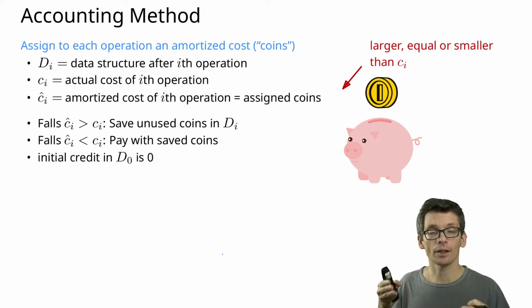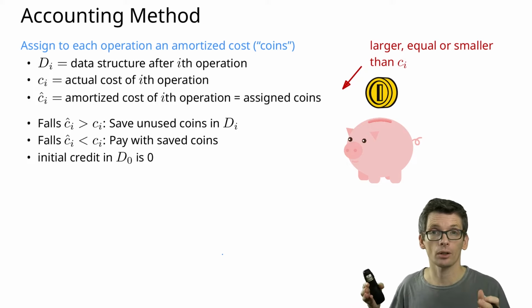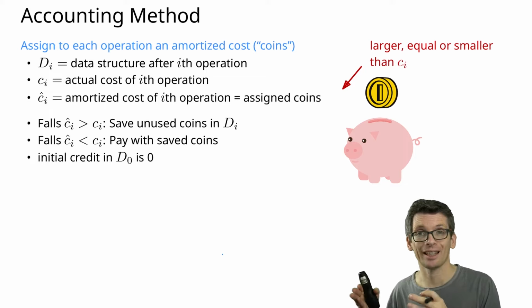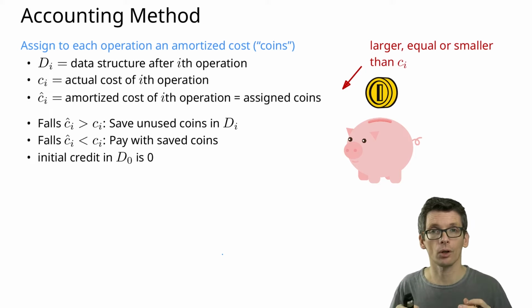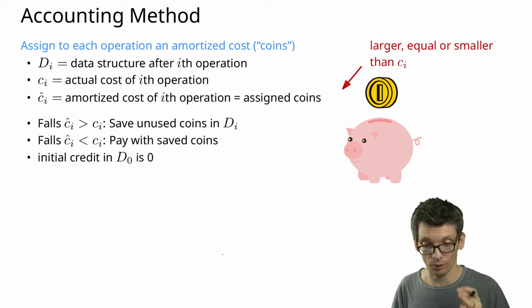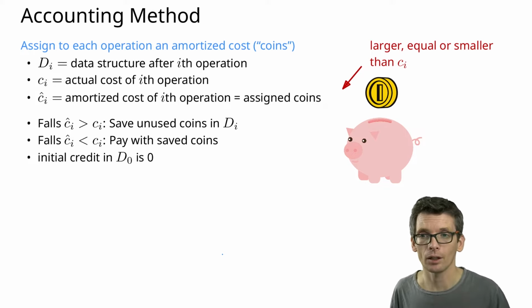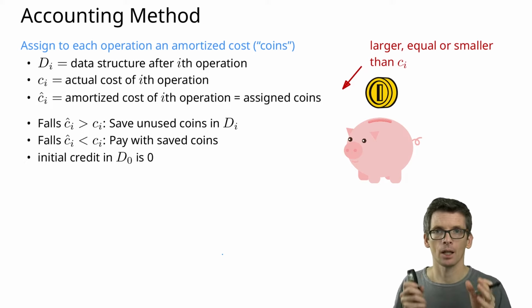And then if at some point we have amortized costs that are smaller than the actual cost, then the amortized cost cannot cover the actual cost. At that point we should make sure that we have saved enough to actually pay for the difference. And the initial credit that we start off with is 0. So D0, the data structure at the beginning, has no credit.